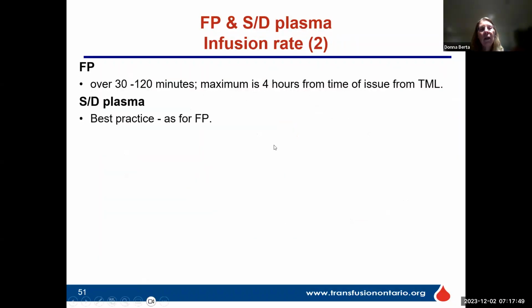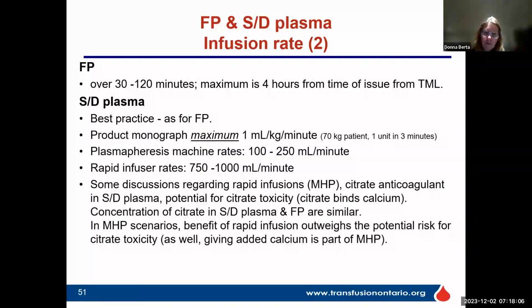How fast can you give it? FP, the circular says over 30 to 120 minutes, maximum 4 hours from time of issue. And for SD plasma, best practice is as for FP. Now, there is some more information in the product monograph. It does list a maximum of 1 ml per kilo per minute. So for a 70 kilogram patient, you could give 1 unit in 3 minutes as your maximum, according to that.